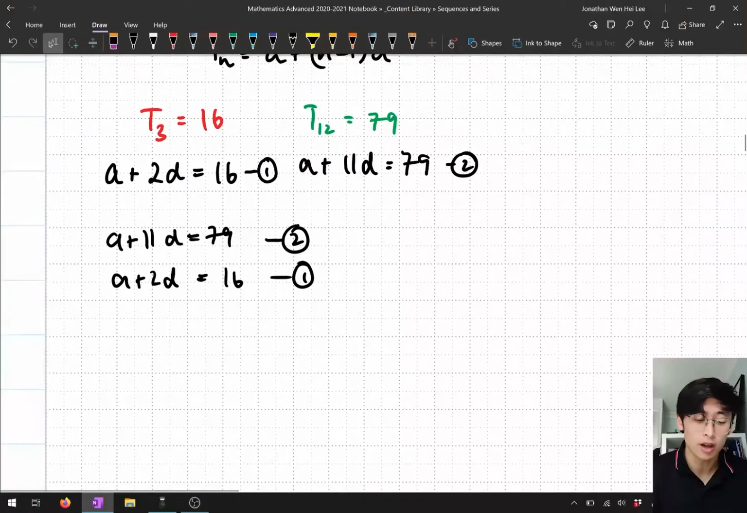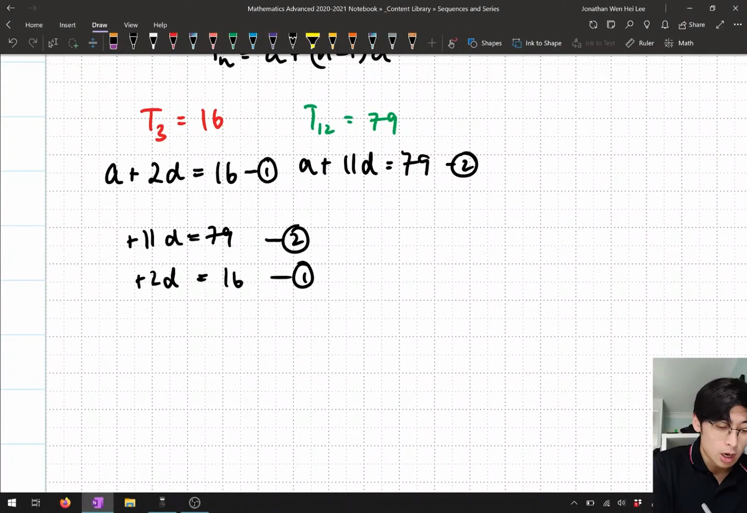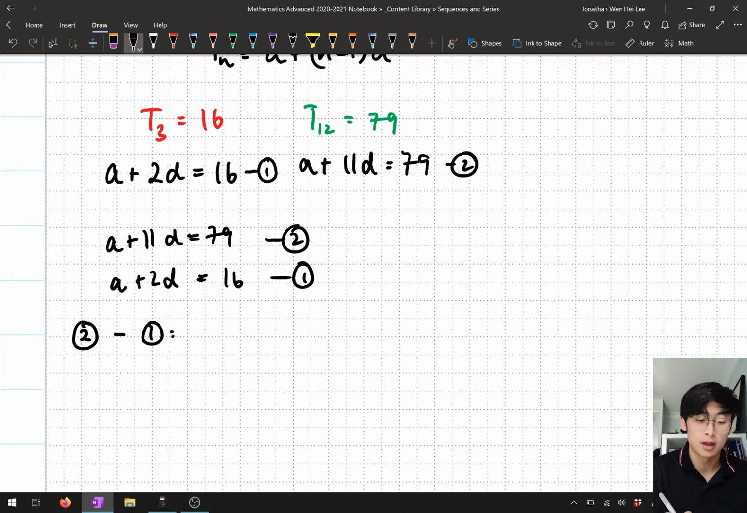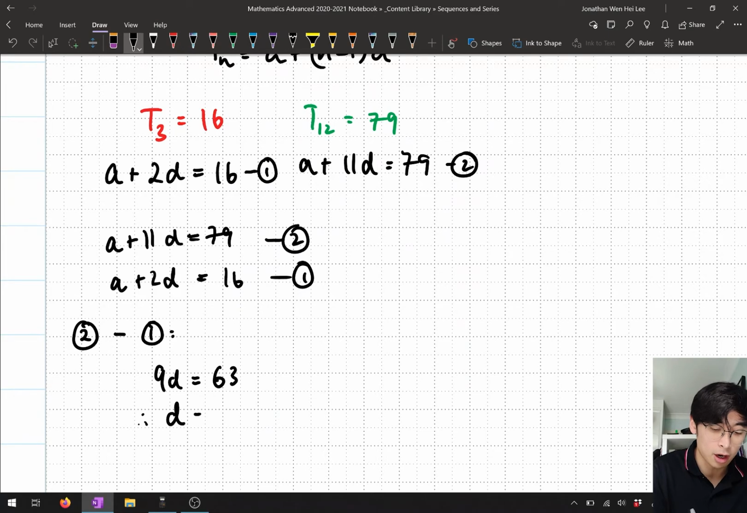So if you have a look at this, what method should we use? Well, both of these equations have a's in them and they both have the same coefficient. So I can just eliminate it by going 2 minus 1. I'm going to subtract the first equation from the second one. So here, the a's disappear. 11d minus 2d just gives me 9d. And 79 minus 16 gives me 63. And so that tells me that my common difference is 7 when I divide by 9.